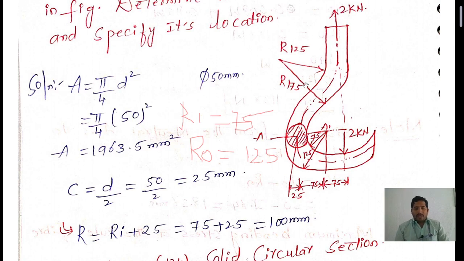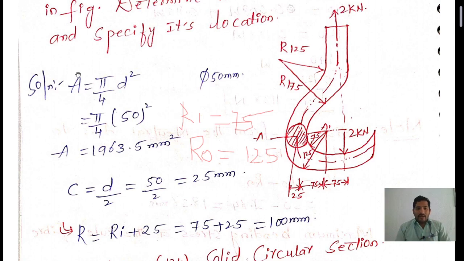First, in this problem, just write down the given data: the inner radius is 75 mm and the outer radius is 125 mm. The load P is 2 kilonewton acting on this crane hook, and the diameter D of this crane hook is 50 mm.